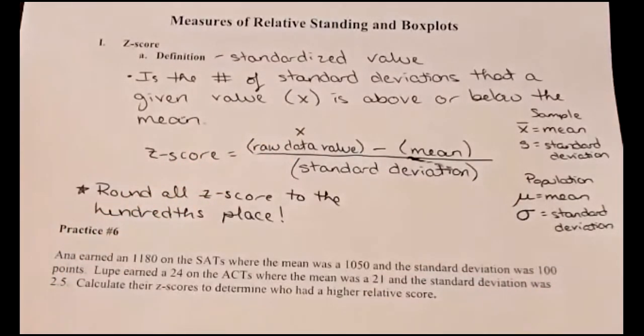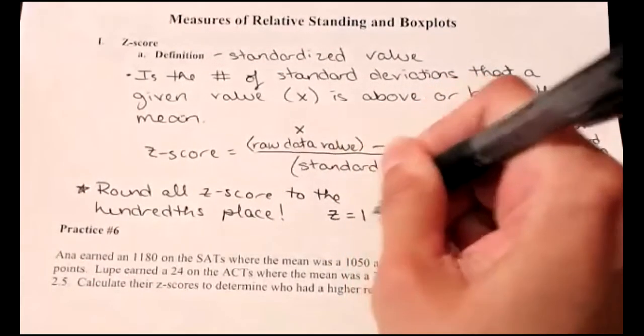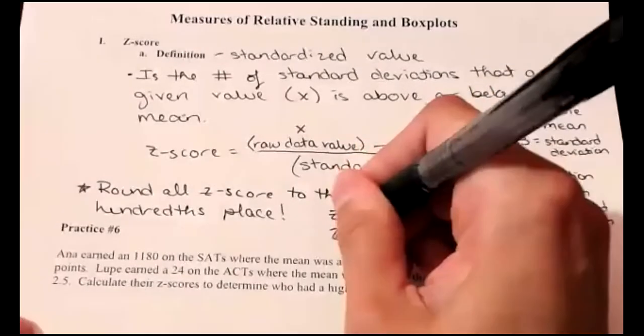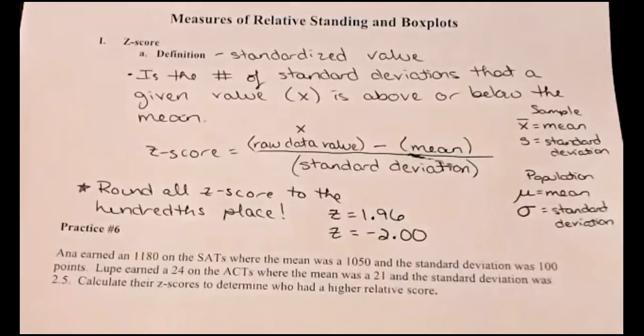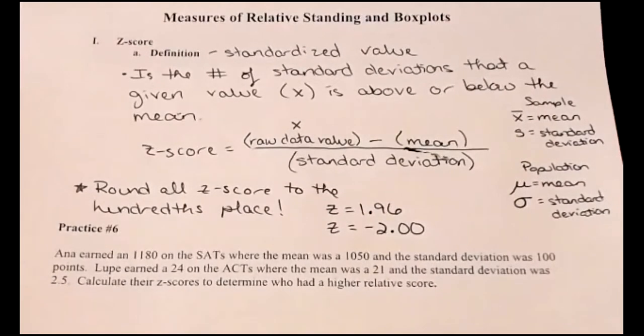Okay, so if you have a Z-score, it should actually always have 2 places after the decimal, no matter what. As a couple examples, you can have a Z-score that's equal to 1.96. That's a common Z-score. You can have a Z-score of -2.00. But notice that in either case, I still have 2 places after the decimal. That's going to be really important to remember. All right. Take a look at practice number 6.